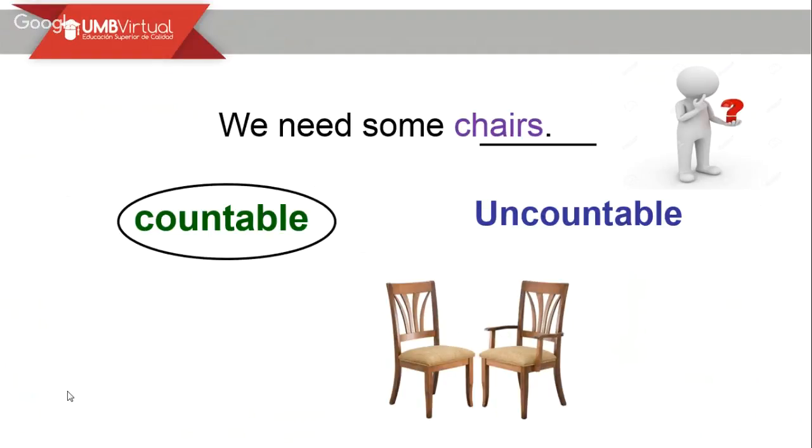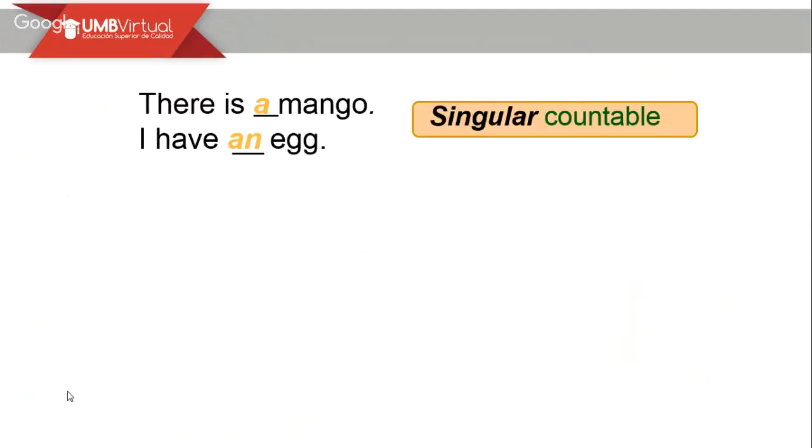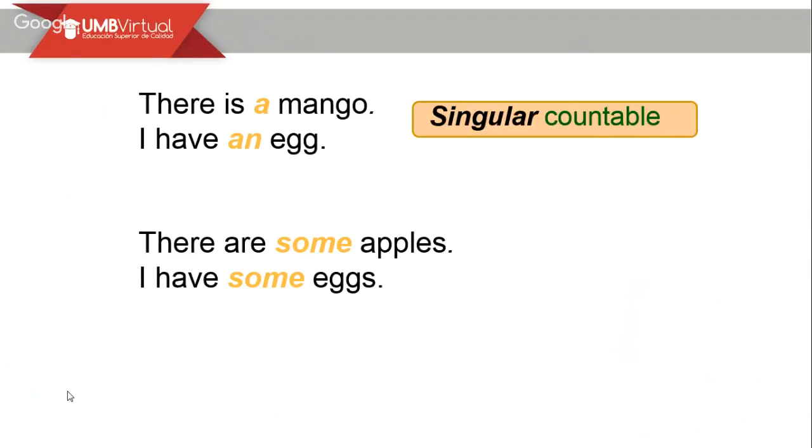Uncountable or countable? Of course, countable. Recordemos que cuando nosotros podemos hacer una de esas palabras plural es debido a que se puede hacer contable. That's why we're going to use it. There is a mango and I have an egg, singular countable. Okay, this one is going to be our first example. A mango and egg. All right, good, perfect.